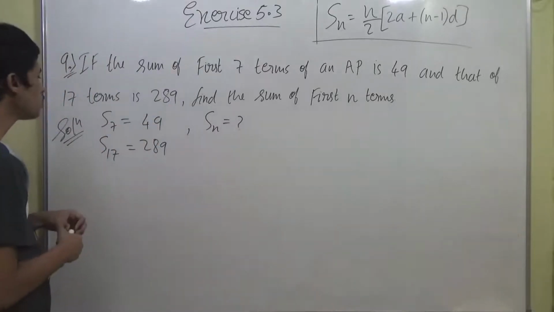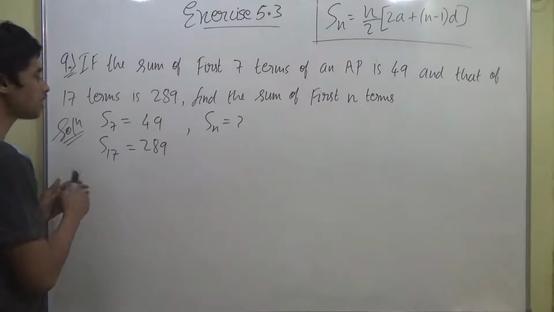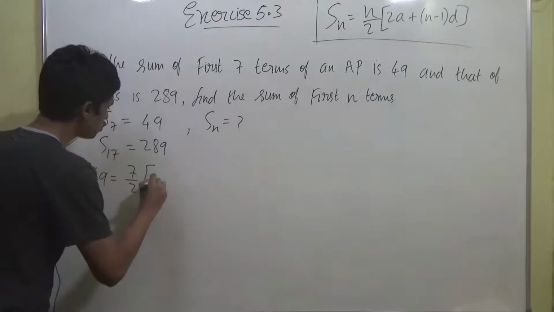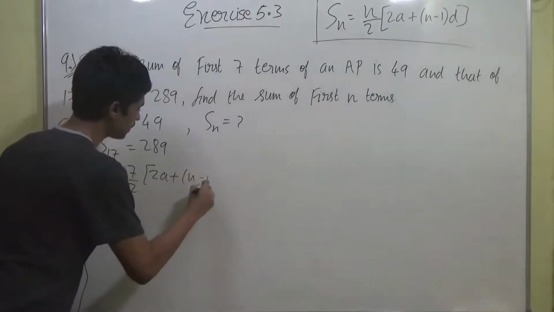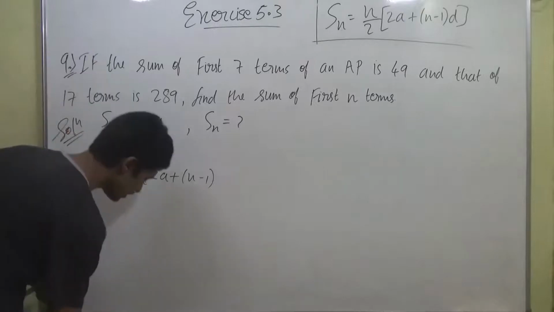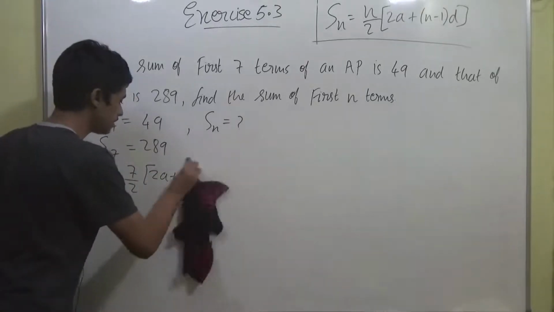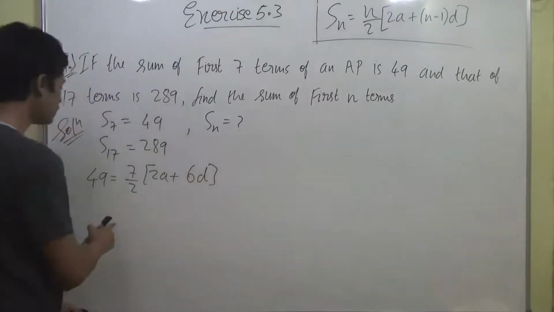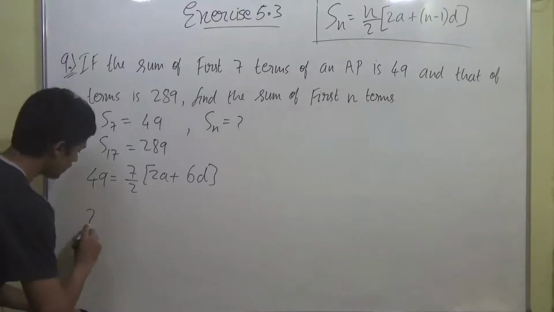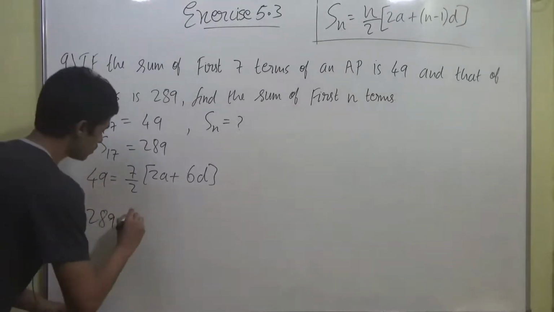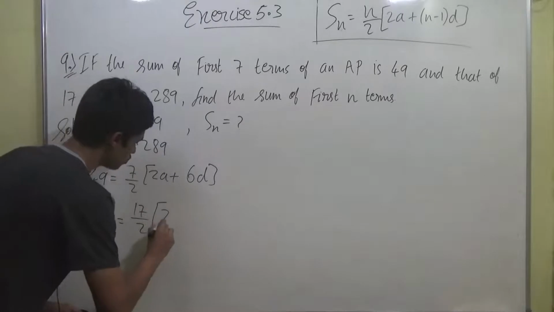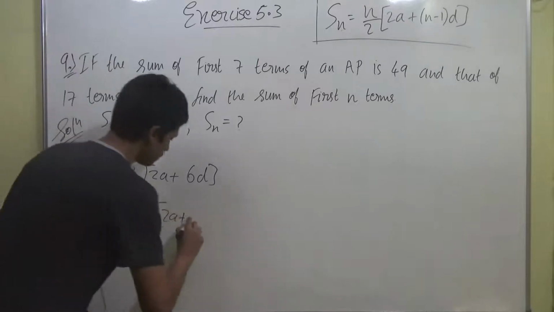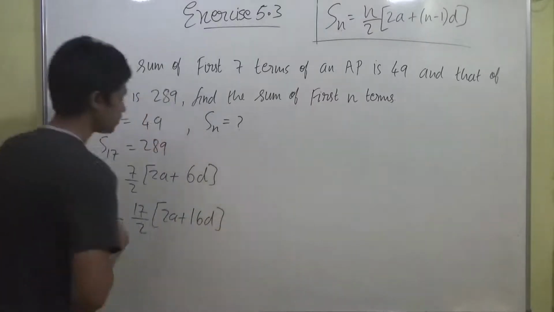That's the generalized formula of sum of n terms for this AP. Getting it, guys? So now let me expand this and write. So S of 7 is 49, which means 49 will be equal to n by 2, that is 7 by 2 into 2a plus n minus 1 into d. So n minus 1 is 7 minus 1, we can write it as 6, so I can write it as 6d, right? And then the second formula I can write as 289, that is S of 17 equal to 17 by 2 into 2a, right, plus how much d? 16d, because it is 17 minus 1 d, so it is 16d.